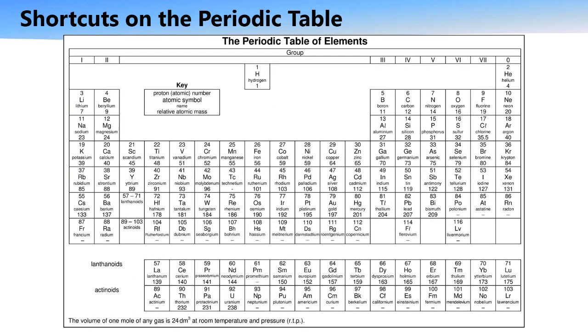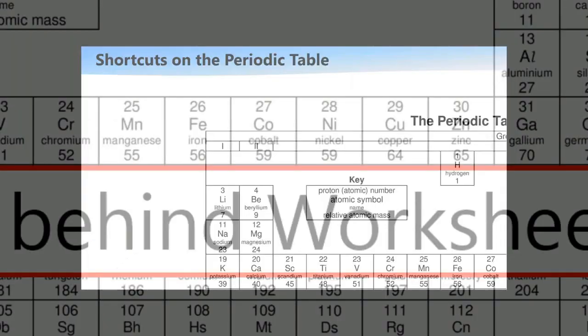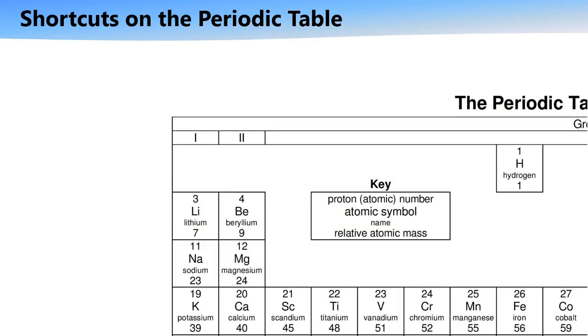Alright, now I want you to take out your periodic table. You can find it behind worksheet 6C. You may pause the video here to get out your periodic table, and we'll continue afterwards. Alright, let's zoom in to the top of the periodic table on the left side.